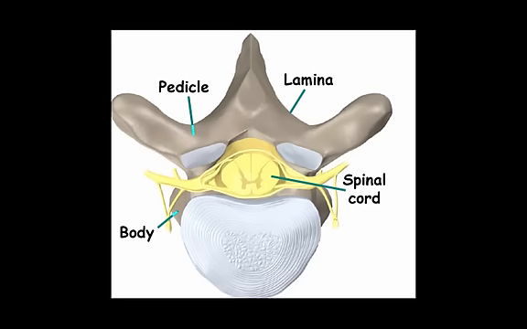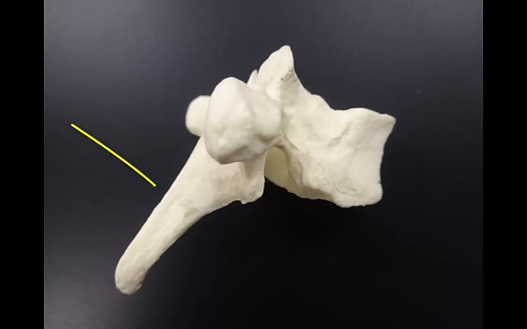The thoracic vertebrae have heart-shaped bodies that are much larger than the cervical vertebrae. However, the vertebral foramen of the thoracic vertebrae are smaller than the vertebral foramen of the cervicals. The thoracic vertebrae have long, slender spinous processes.